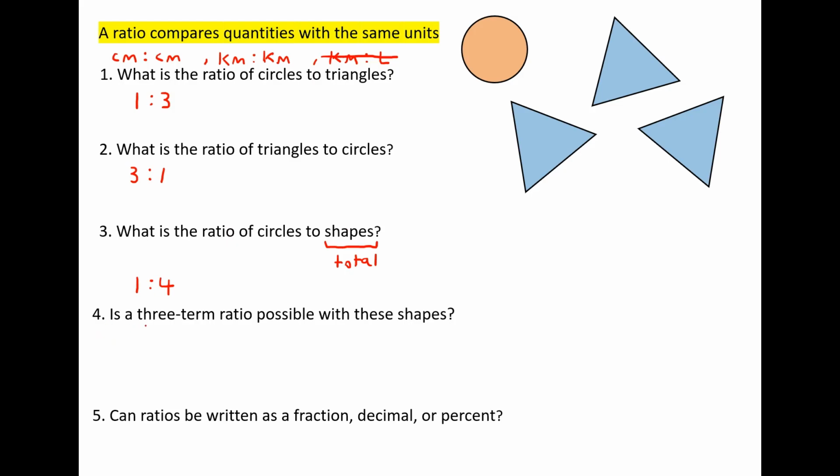Now, number 4, is a 3-term ratio possible with these shapes? So a 3-term ratio is defined as such. It's essentially when I have 3 different entities separated by colons. So this would be considered a 3-term ratio.